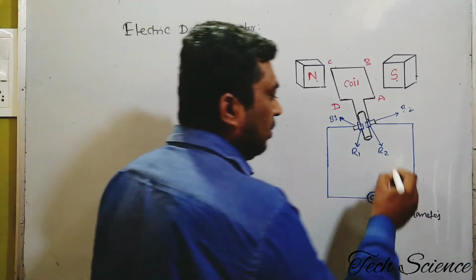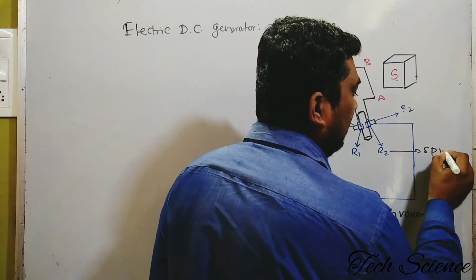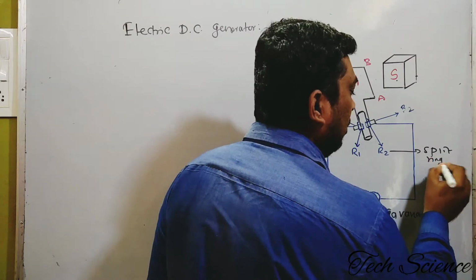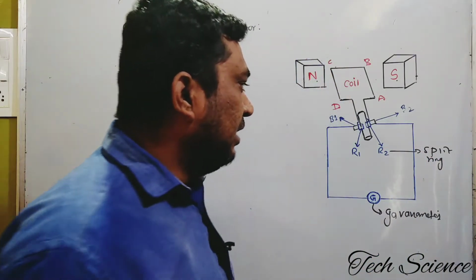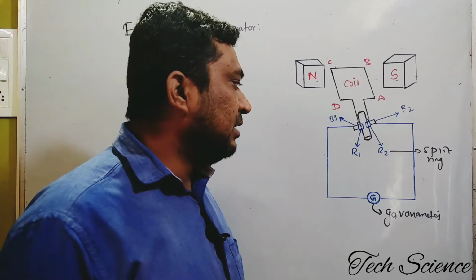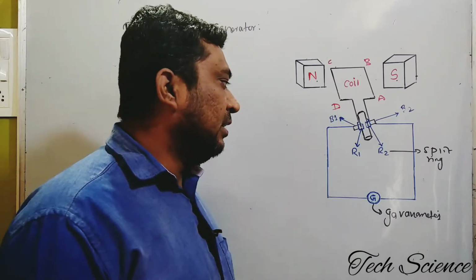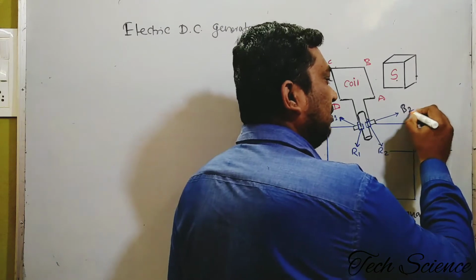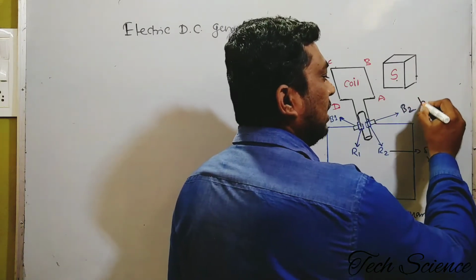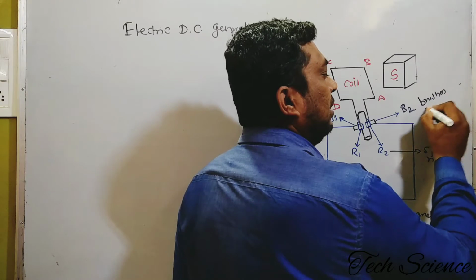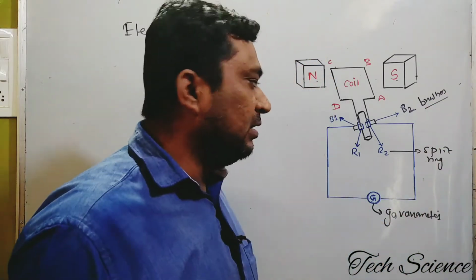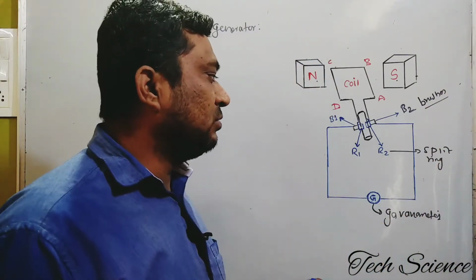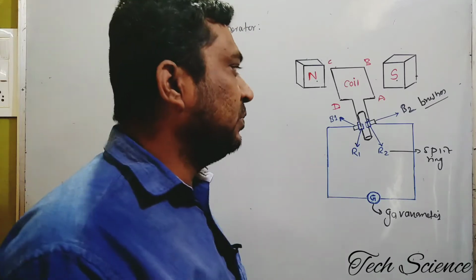We have the split ring, also called the commutator. These split rings are used along with the axle, where the inner side of the split ring and the axle are generally used with a resistor coating. We have the carbon brushes, B1 and B2. These carbon brushes are used to allow the current in the circuit, and they also press on the commutator or the split ring.